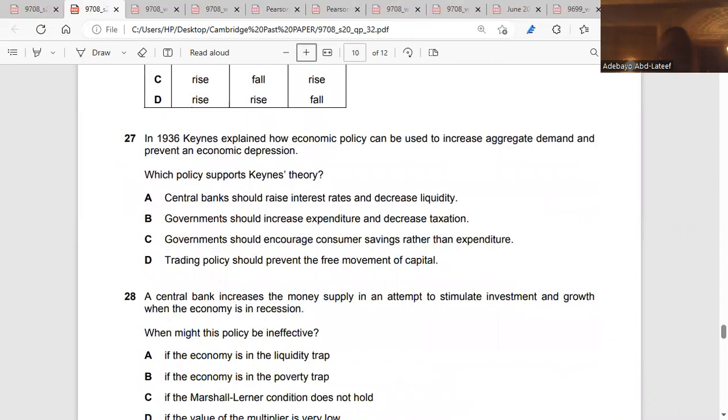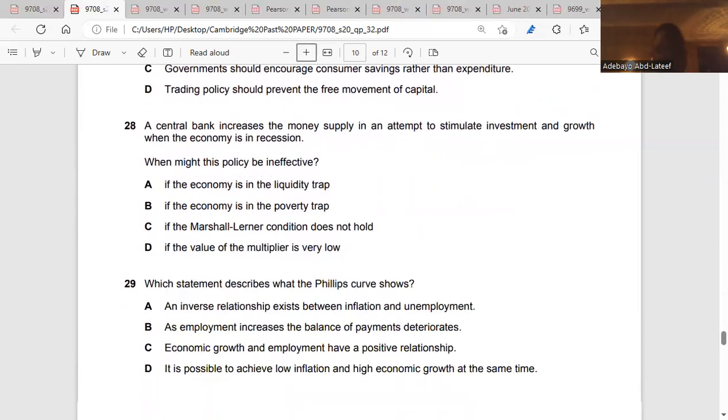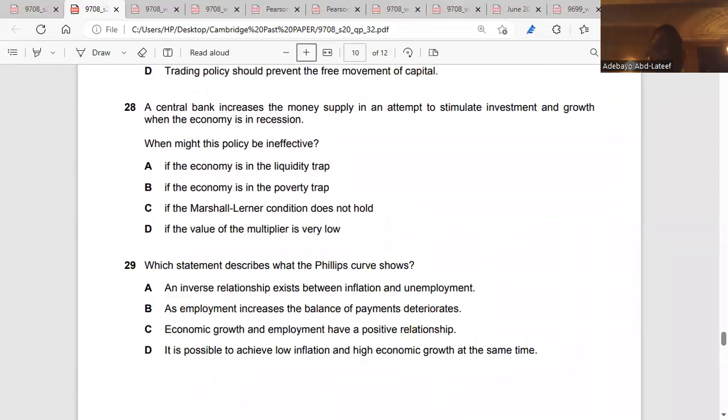27. Keynes. In 1936, Keynes explained how economic policy can be used to increase aggregate demand and prevent an economic depression, which is recession. So to prevent recession, government have to increase their spending and reduce taxation. B.